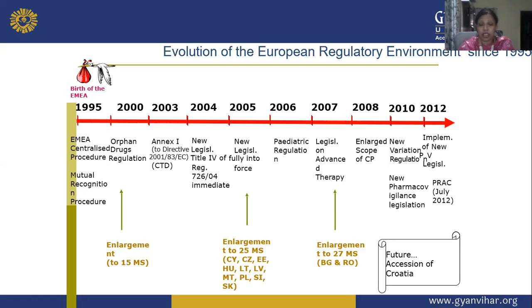After that, in 2006, pediatric regulations are added into the EMA. Then in 2007, legislation on advanced therapy entered into it. In 2008, the enlarged scope of CP is there. Then in 2010, new variation regulations are there. New pharmacovigilance legislation is introduced in 2012. Implementation of new legislation is there. So this is all related to the European market. We will discuss the European market in detail in our next class.